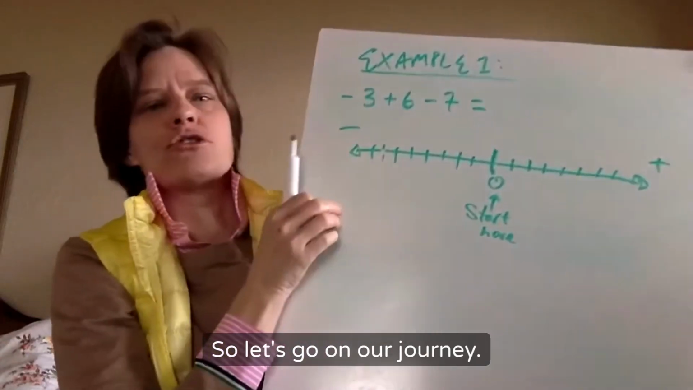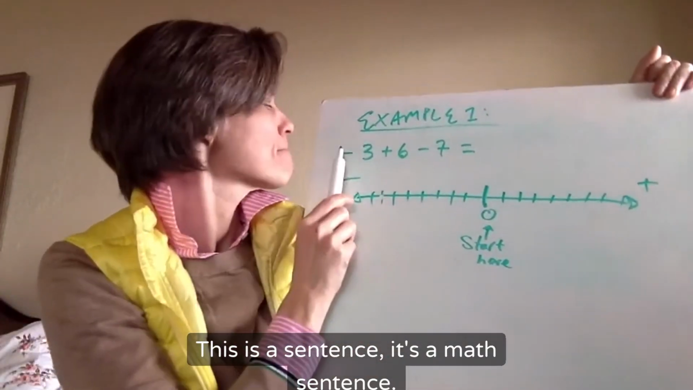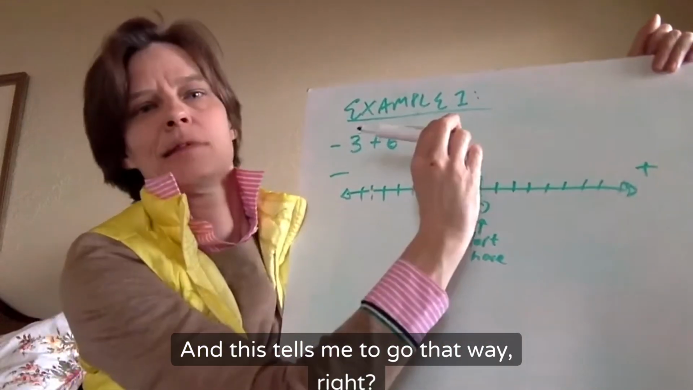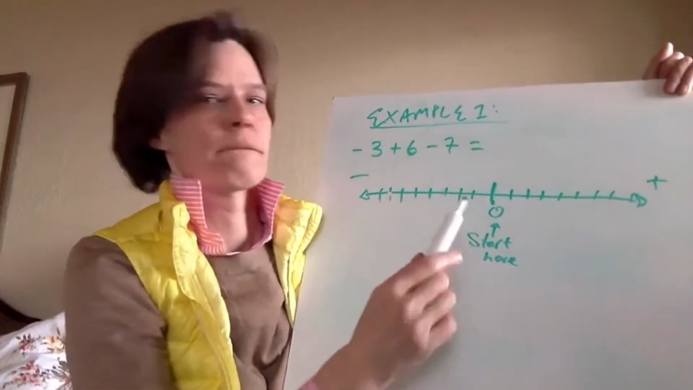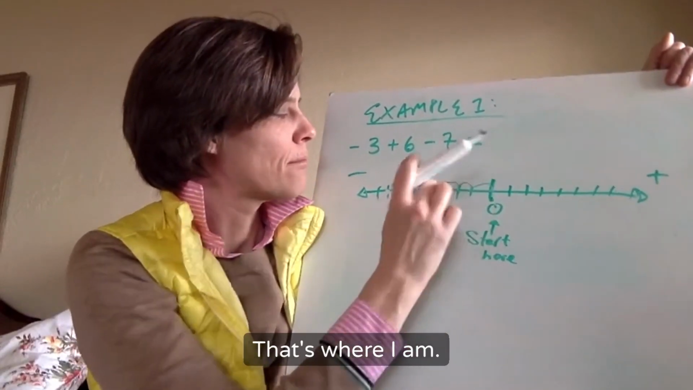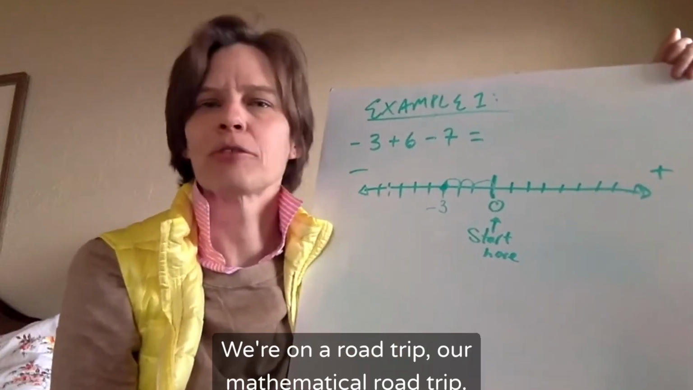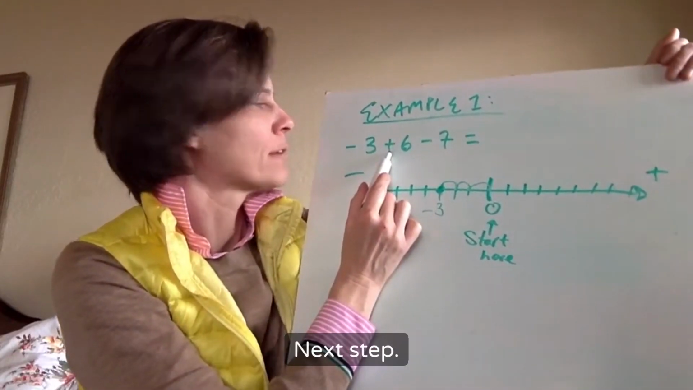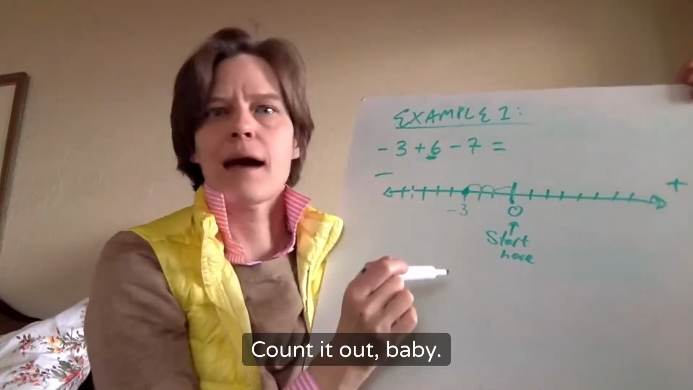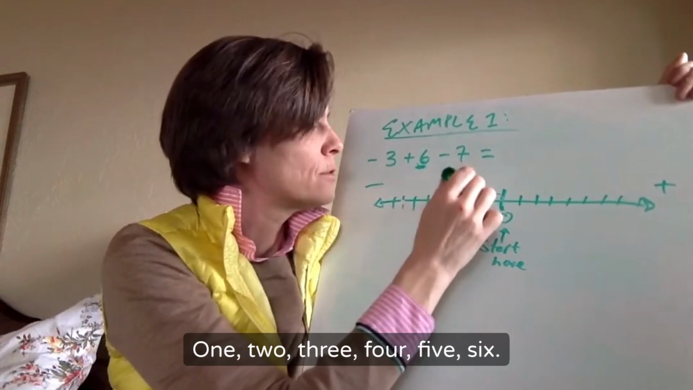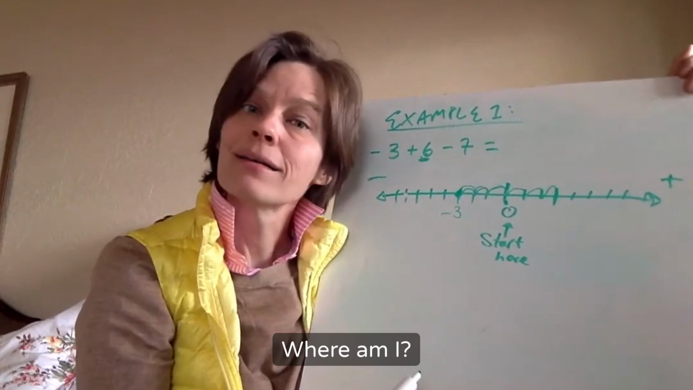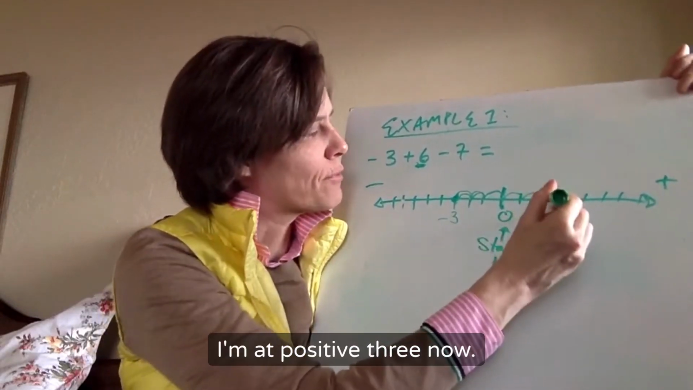All right, so let's go on our journey. This is a sentence. It's a math sentence. Negative. So I'm starting here. And this tells me to go that way, right? So here I am. 1, 2, 3. That's where I am. Right here. All right? We're on a road trip, our mathematical road trip. Now, this tells me what? Next step. Plus. That means I'm going that direction. How many? 6. Count it out, baby. 1, 2, 3, 4, 5, 6. Where am I? We count from 0. 1, 2, 3. I'm at positive 3 now.